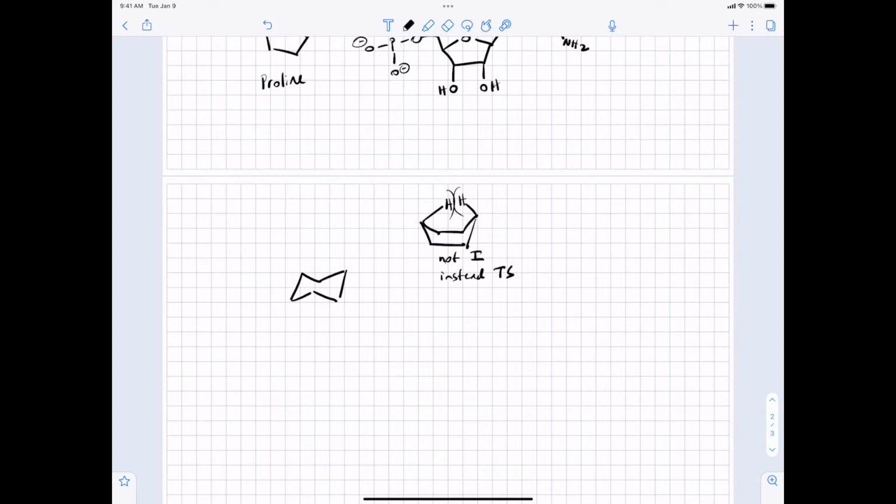So it's not correct at all to say that the chair is in equilibrium with the boat. It turns out if you take the boat and distort it a little bit, that is, take either carbon here and here that have the hydrogens and twist them away from each other, that's the twist boat.